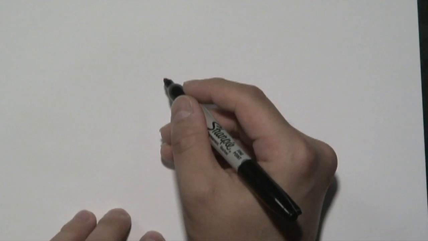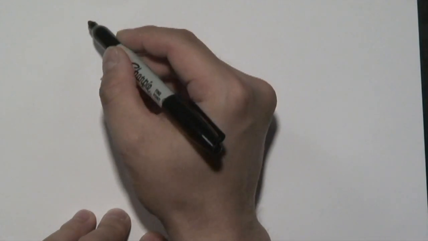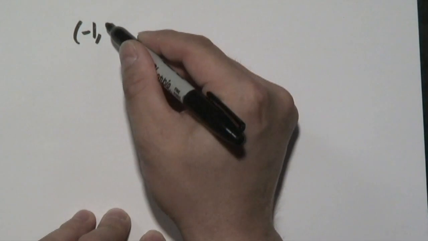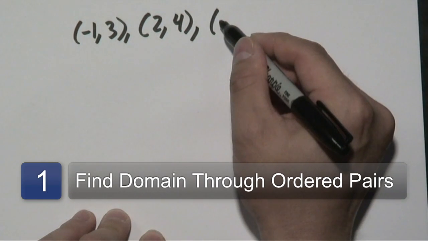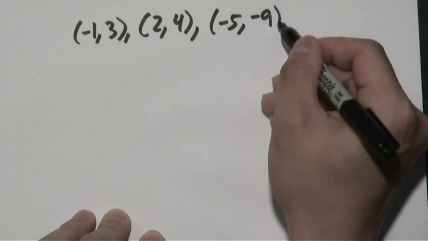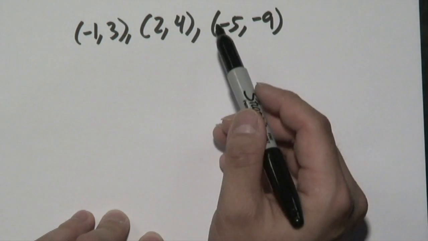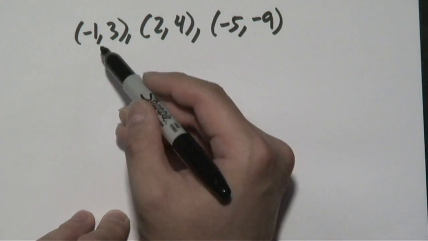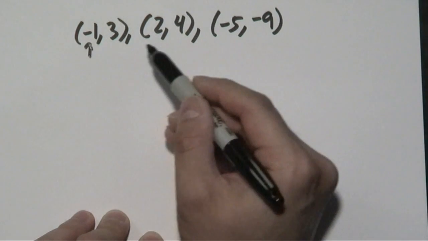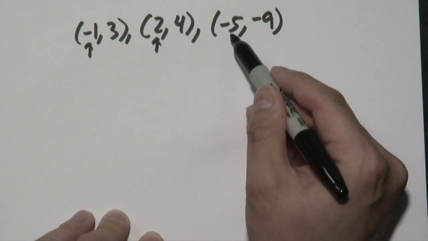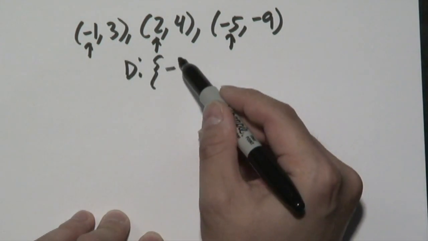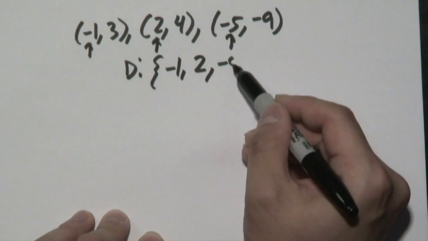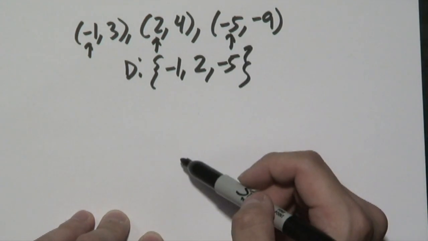Here we go. Now, we're going to talk about finding domain from a relation standpoint. A relation is simply a bunch of ordered pairs. So if you had something like (-1, 3), (2, 4), and (-5, -9) as an example, the domain in ordered pairs is simply the set of x-coordinates. Here the x-coordinates are -1, 2 for this point, and -5. The domain for this is simply going to be -1, 2, and -5. These are the set of x-coordinates which make up the domain.